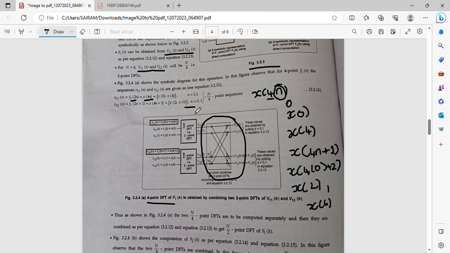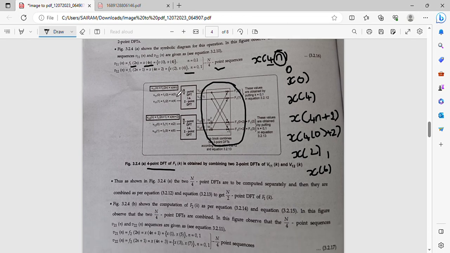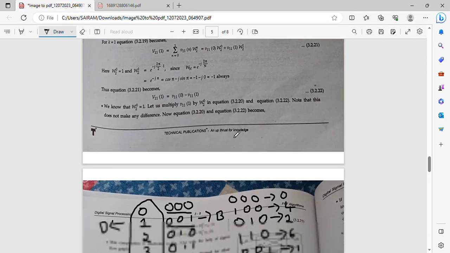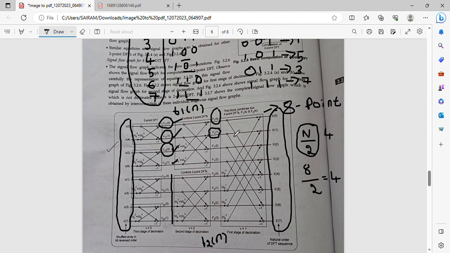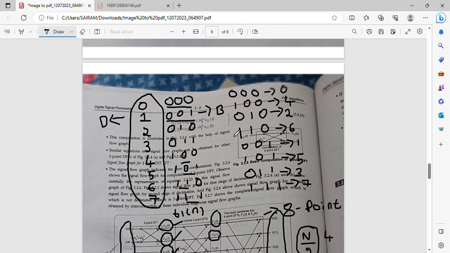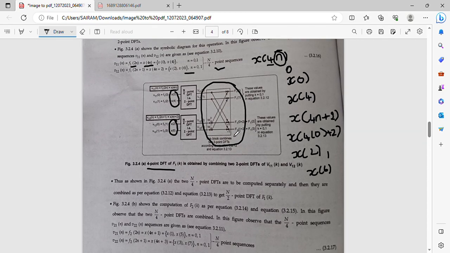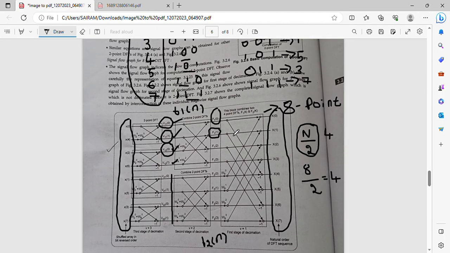Yes. So this is what I'm going to get, wherein it is equal to n by 4 point sequences, right? Yes, that is what you got. See, here it is x of 0 and x of 4, and here it is x of 2 and x of 6. So that means these two are joined together, right? Yes, you can see here in the diagram. So just a minute. x of 0 is connected to x of 2, correct, it is correct.